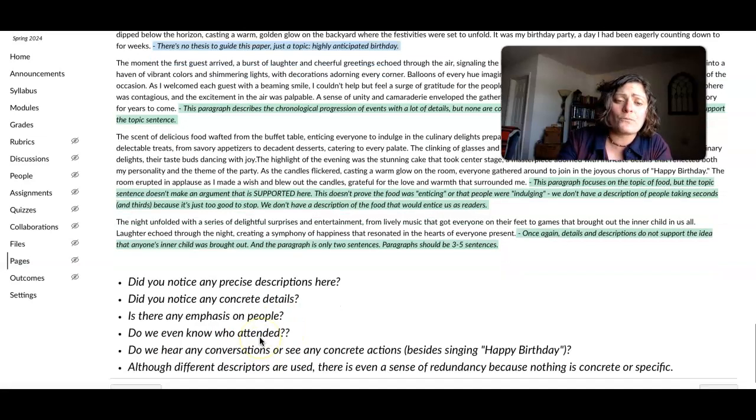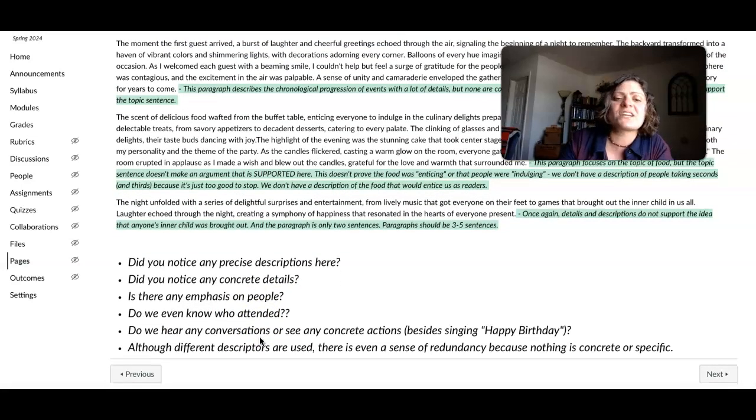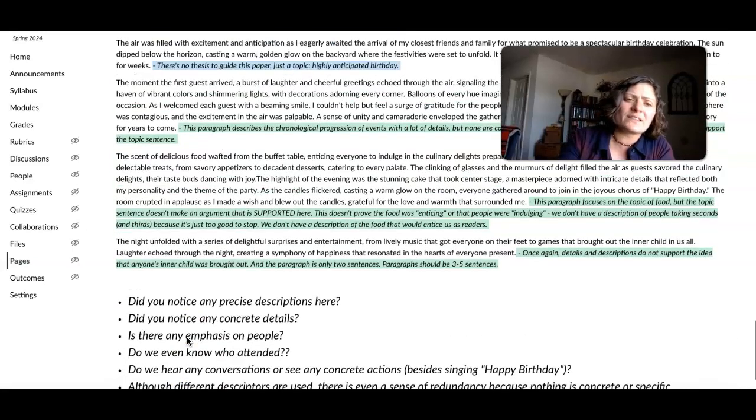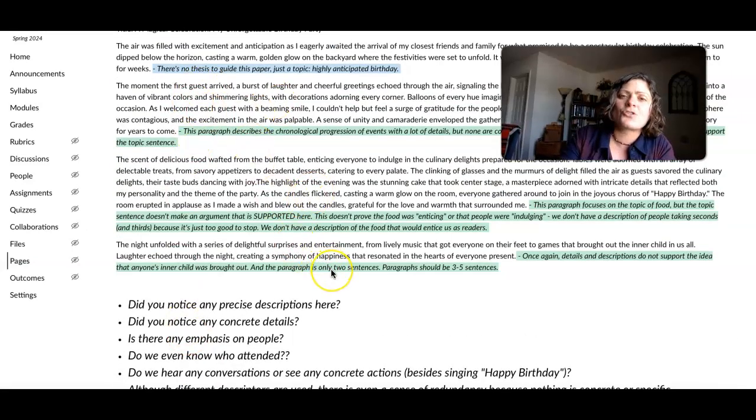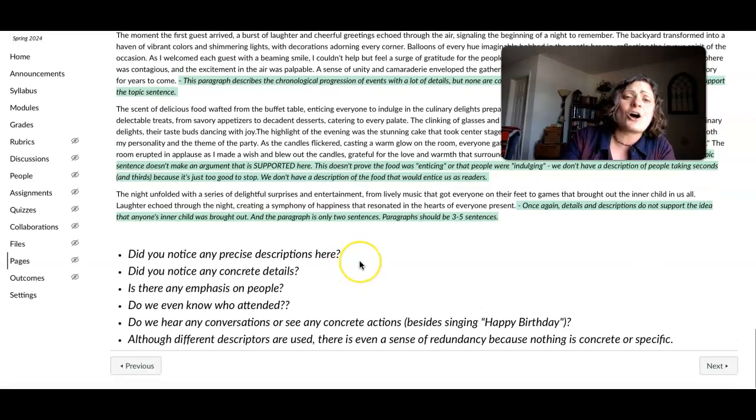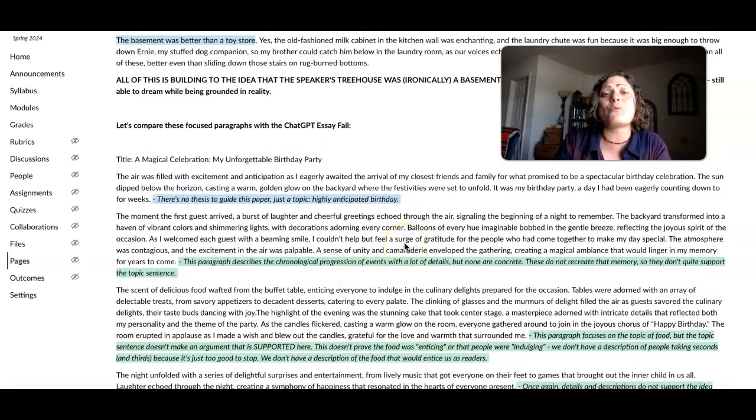There's no emphasis on people. We don't even know who attended. We don't see conversations or concrete actions besides singing happy birthday, which is perhaps the most generic thing you could have in an essay. And although there are different descriptors used, I mean, they progress through different ideas, there is a sense of sameness or redundancy because, again, nothing is specific. We're just drifting through a cloud of details. So these paragraphs do not support topic sentences, do not lead to a thesis, although they have details and descriptions about topics. It doesn't work for a strong paragraph or for a paper.